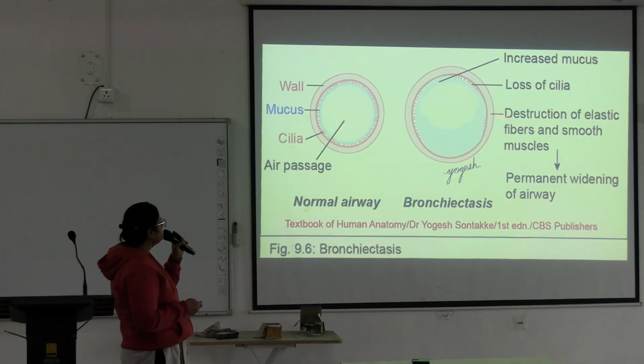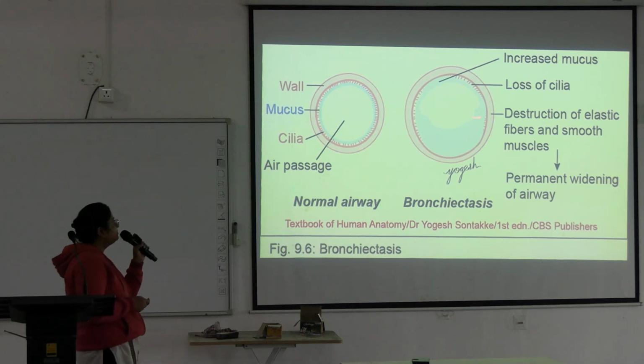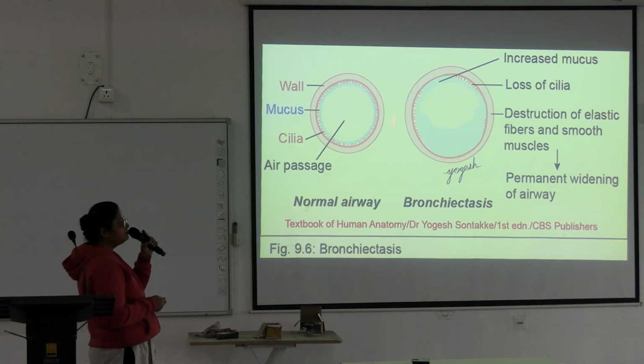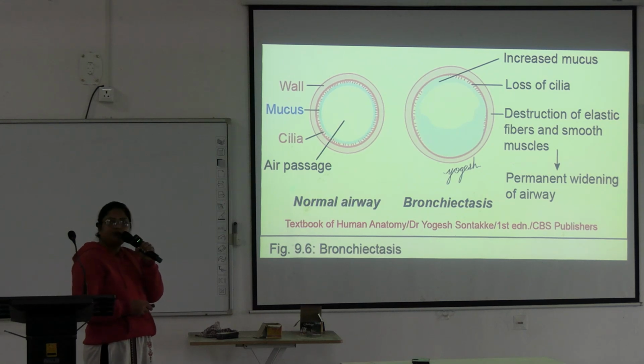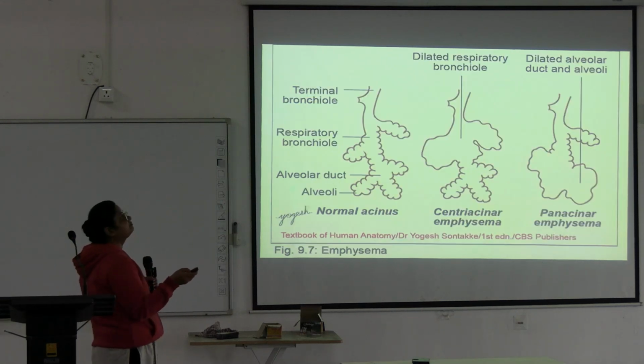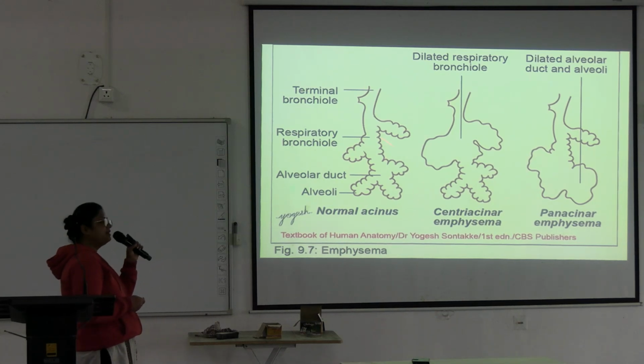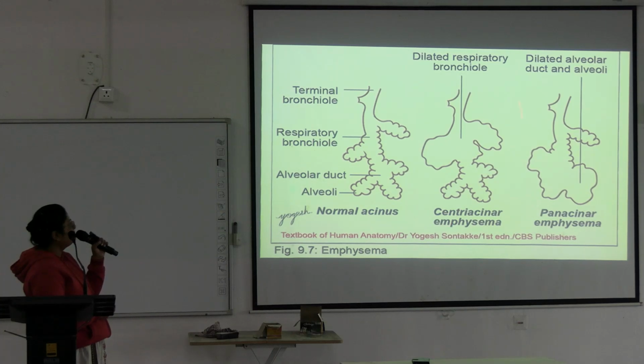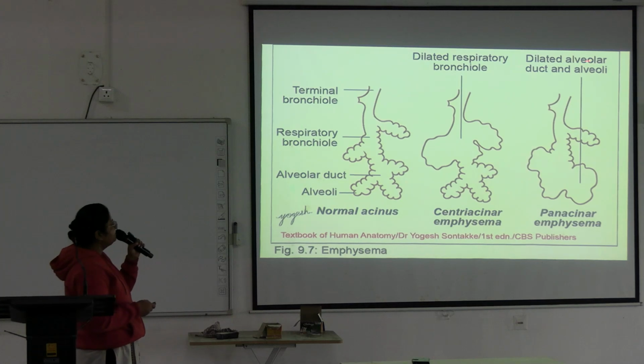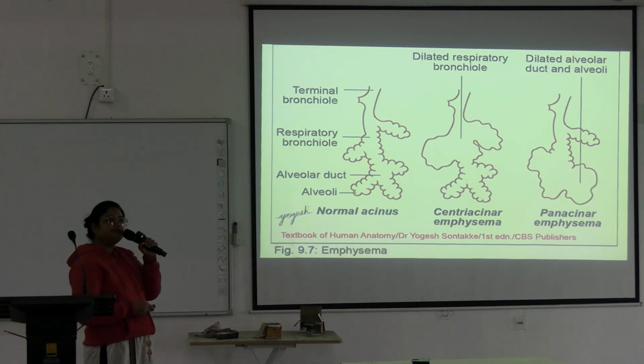So the changes have been shown here. In bronchiectasis, there will be loss of cilia. Due to loss of cilia, mucus is accumulated, with destruction of elastic fibers and smooth muscle in the wall of the air passage, and there will be permanent widening of the airway in bronchiectasis. Here the normal lung tissue has been shown. In centri-acinar emphysema, dilated respiratory bronchiole, and in pan-acinar emphysema, dilated alveolar duct and alveoli.